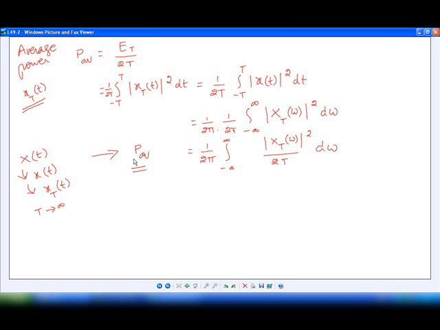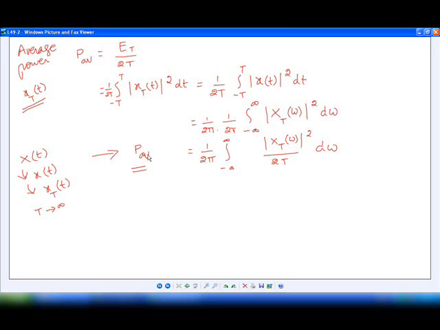Because the sample functions don't take the same values. There is some variation from one sample function to another sample function, that is, in the values taken by one sample function compared to another. So definitely this P average varies from sample function to sample function.